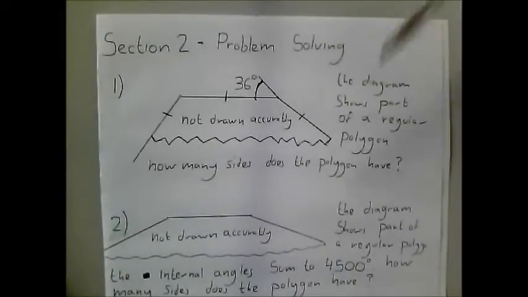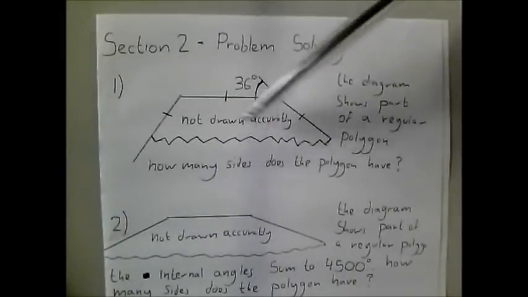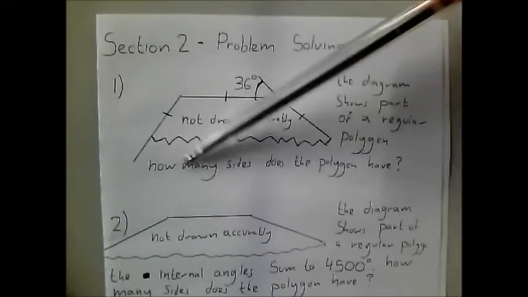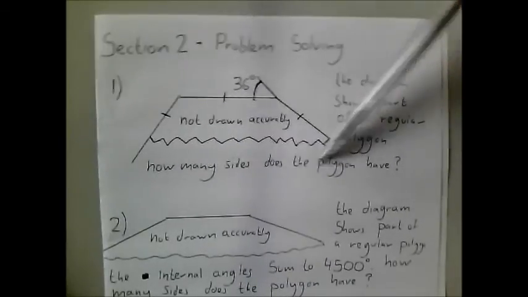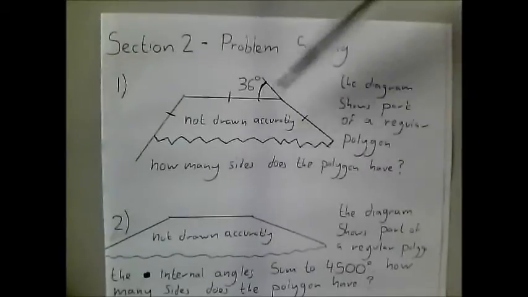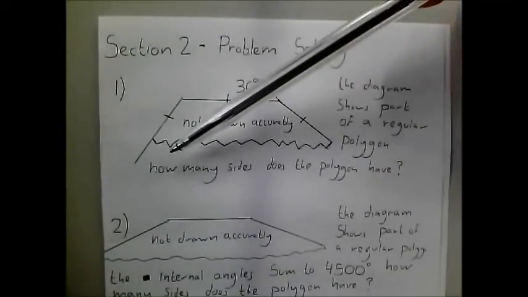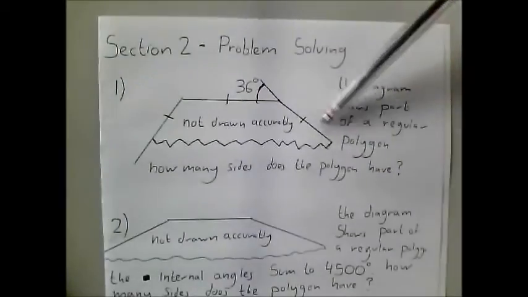So n take away 2 equals, what did we say that was? 25. Okay, and now we want to get rid of that take away 2. So we plus 2 on each side, which gives you 27 for n. This is what you should be doing, it's not me. That's it. So it has 27 sides.